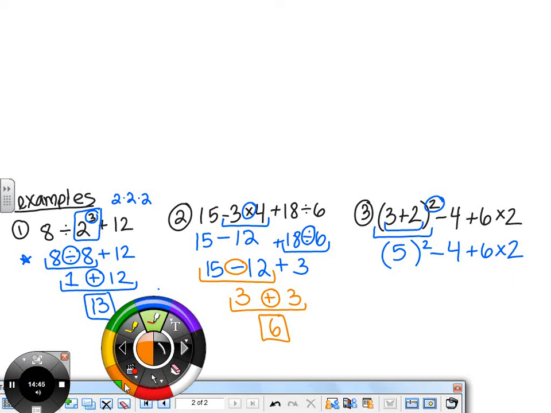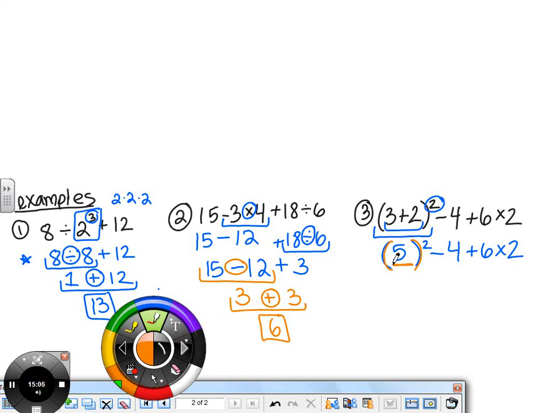The next thing I'm going to do is I have no more grouping symbols. Well, I kind of do. I left a set of parentheses right here. But notice that those grouping symbols are finished, because inside of them, there's no arithmetic to do. There's no math. I can't add, subtract, nothing. It's just a 5. Okay, so the grouping symbols are done.